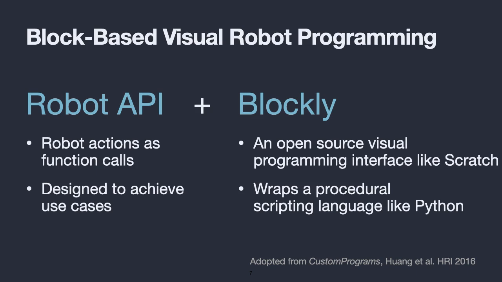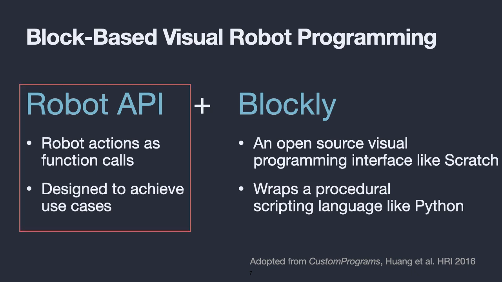Typical block-based programming systems consist of, first, a set of robot actions that are designed to achieve use cases, and second, an open-source visual programming library like Blockly that allows wrapping an existing programming language like Python. An expressive API is at the core of enabling intuitive concurrency interfaces. Hence, we first present our robot API.